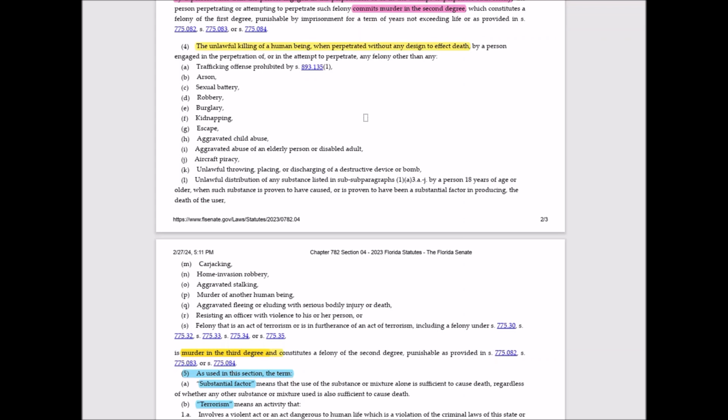It's kind of like manslaughter, but it's also by a person engaged in the perpetration or the attempt to perpetrate any felony other than any of these that are listed. So the key takeaway is any felony other than any of these. And so other than that, if you accidentally kill somebody, and it's not one of these felonies, that's murder 3.